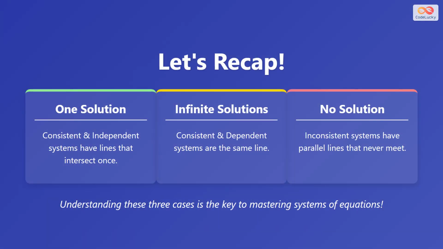To recap, we've seen three possibilities. Consistent systems have solutions, either one unique solution if the lines intersect, or infinite solutions if they are the same line. Inconsistent systems have no solution because the lines are parallel. Mastering these concepts is fundamental to your journey in algebra. Keep practicing.